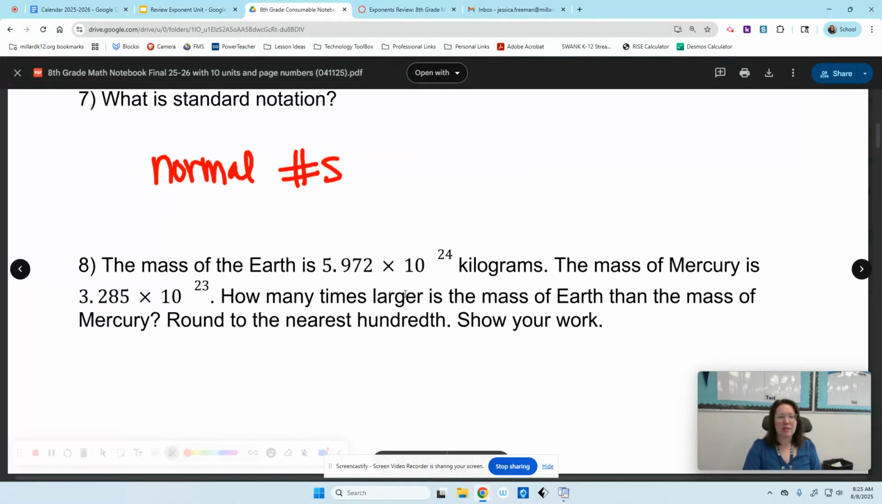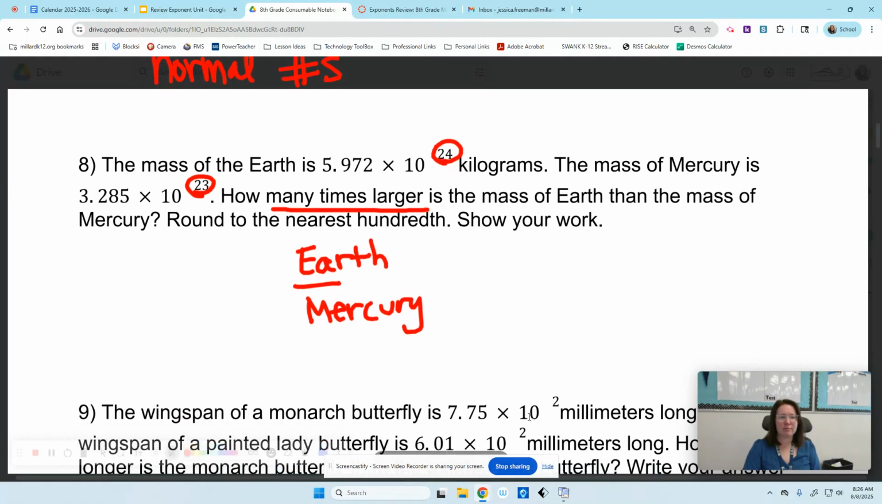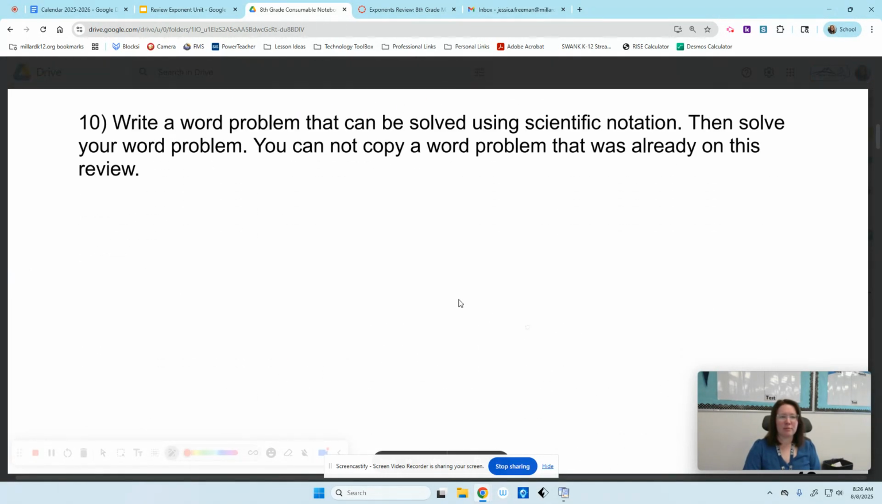The mass of the Earth is this big. The mass of Mercury is this big. How many times larger means divide. We've got to use that fraction button. The Earth is the bigger one. I can tell because the Earth has a bigger exponent. So I'll put the Earth on top, put Mercury on the bottom, and then click enter, once you've solved that. And this one, oh, never mind, there's a couple.